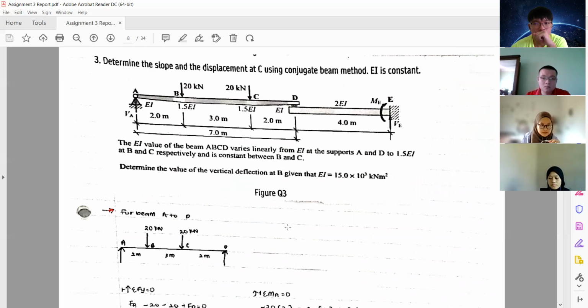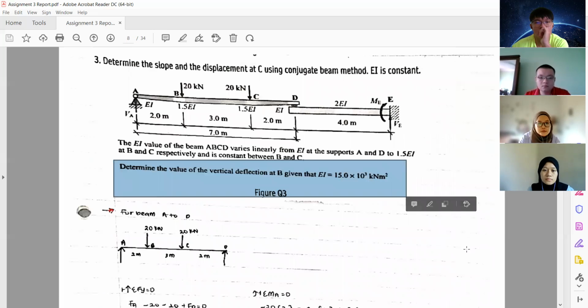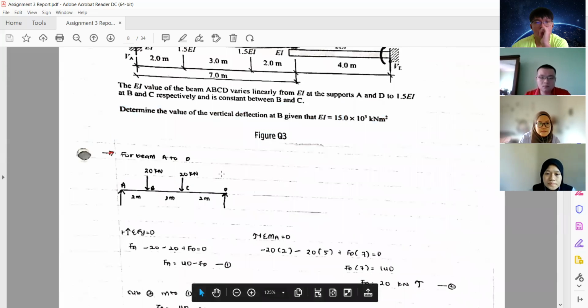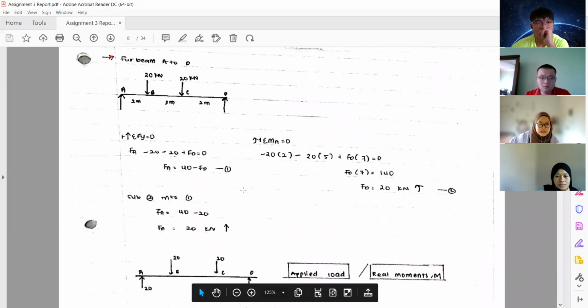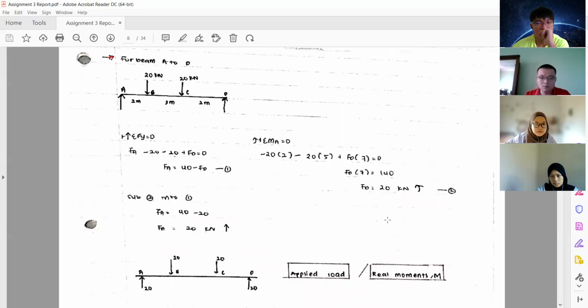For question 3, we were asked to determine the vertical deflection at B given the value of EI. So I divided this question into two parts, which are beam A to D and beam D to E. For beam A to D, I determined the reactions at A and at D, and I found that both of them are 20 kilonewton upwards.